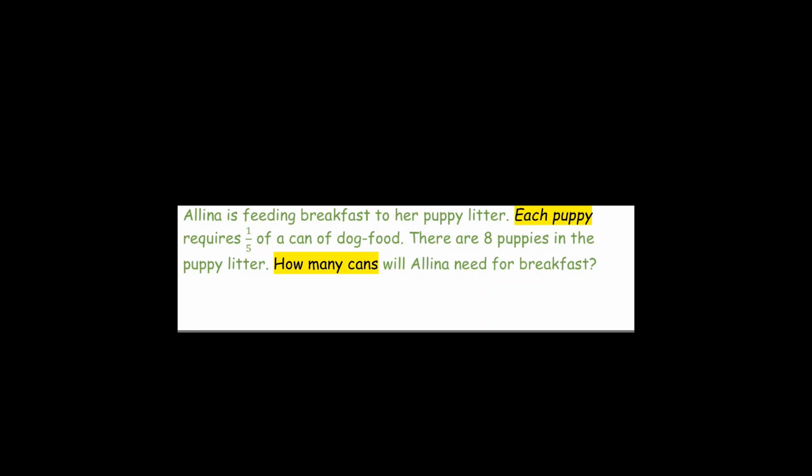This is question number 2. So Alina is feeding breakfast to her puppy litter. Each puppy requires 1/5 of a can of dog food. This is a part of a can of dog food. And there are 8 puppies in the puppy litter. How many cans will Alina need for breakfast? Well, look, you're giving a part to each dog, and there's 8 dogs. So think about what you need to do in order to find how many cans Alina will need.